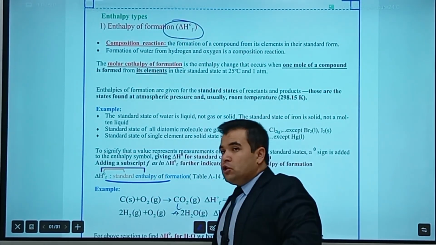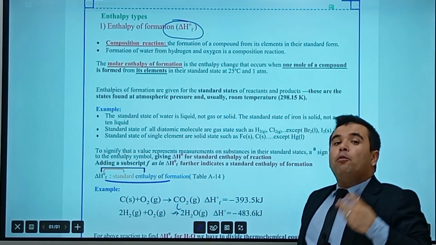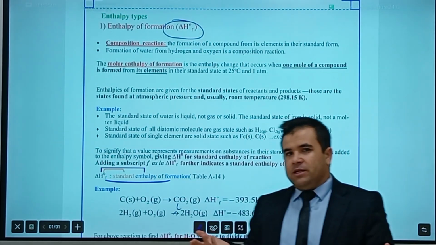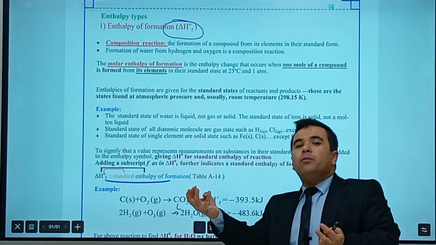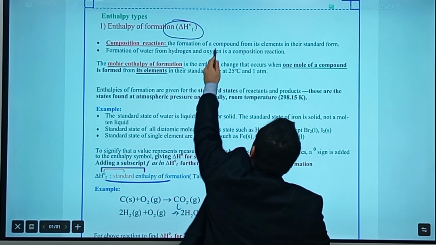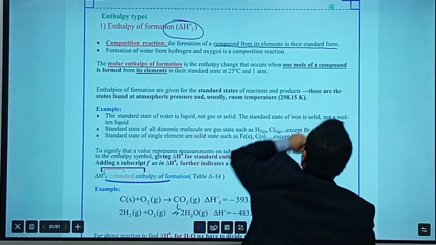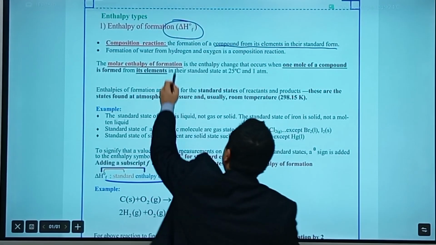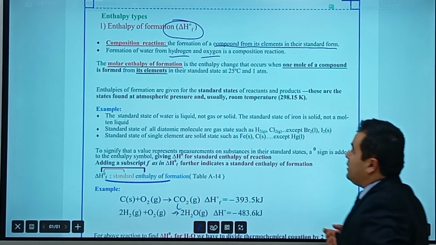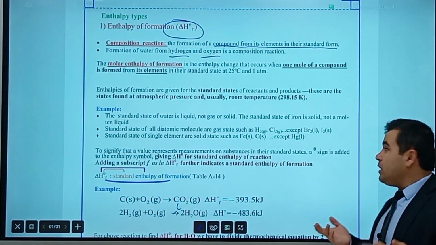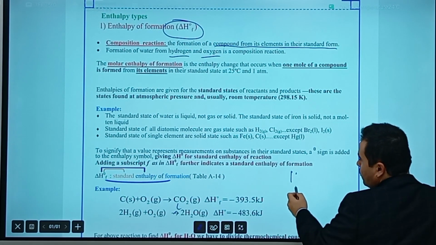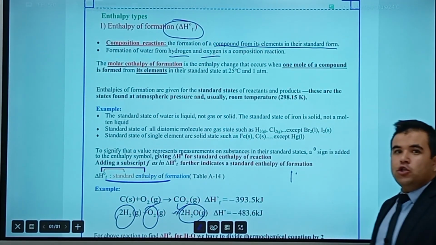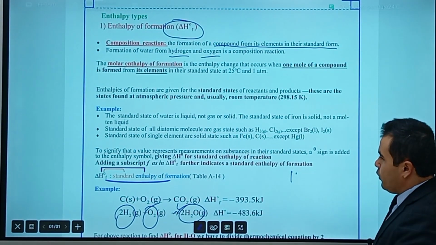The enthalpy of formation or the formation reaction we call the composition reaction as well. Composition reaction, or synthesis reaction, means a compound formed from the elements. So the formation of a compound from the elements in their standard form. For example, formation of water. Water formed from the hydrogen and oxygen. Here is given, H2O formed from the hydrogen and oxygen. This is the composition reaction. We mean the formation reaction.